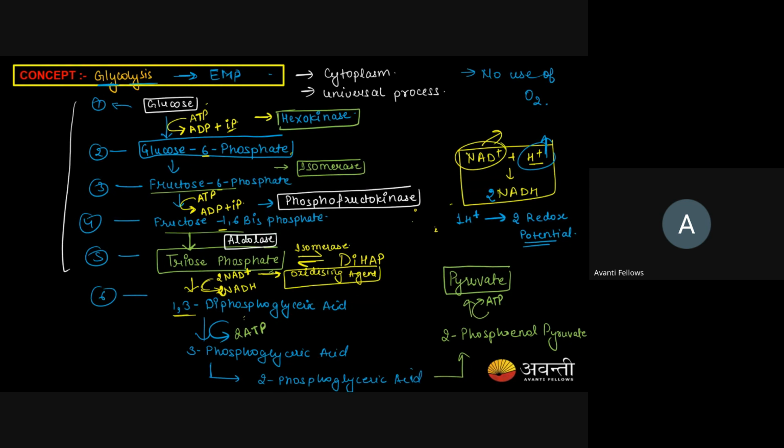So if I ask what is the total gain of ATP here? Only ATP. 2 ATP here, 2 ATP here, so four. And in the initial step we consumed 2 ATP, so minus those 2 ATP, we get 2 ATP. So in the entire process of glycolysis, the gain is 2 ATP. And if someone asks total energy, then we will say 2 ATP plus 2 NADH.